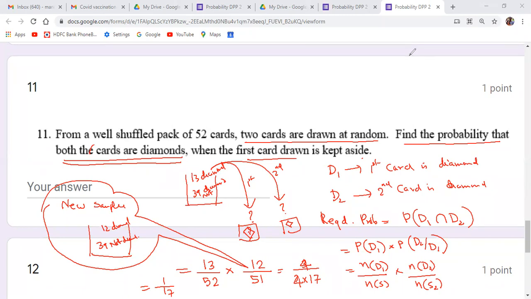Anybody having a problem? Please speak out. Yes, Ashish has given correct. Anam has given correct. No problem. Okay. If you carefully handle this topic, it will be easy.